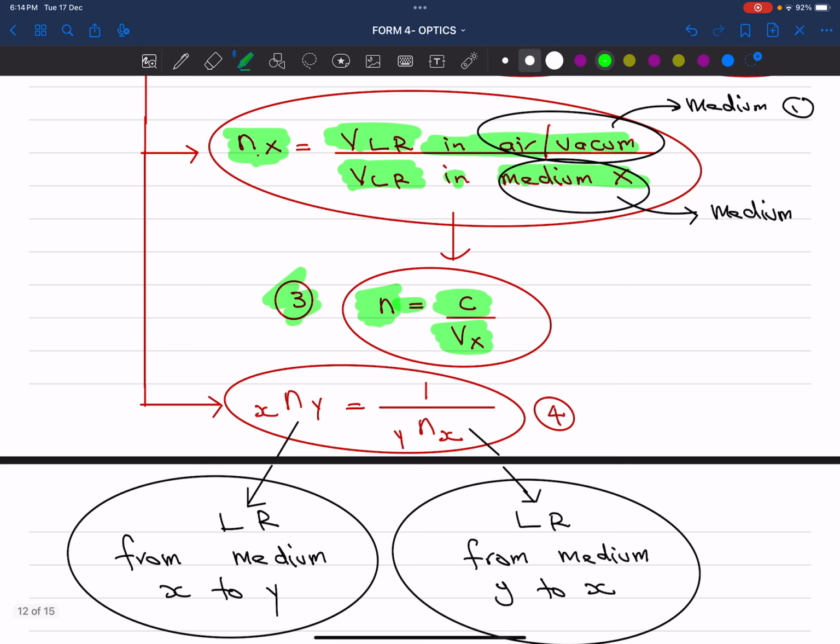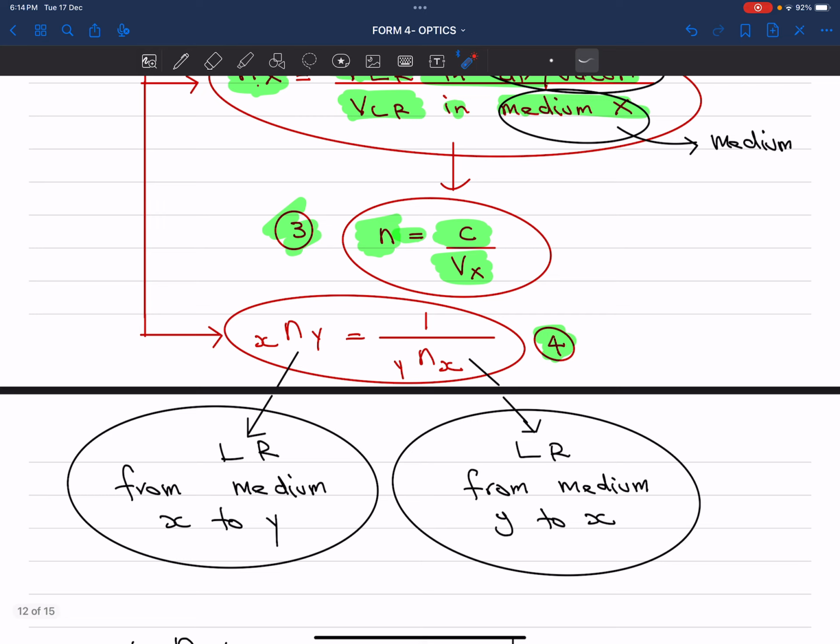And then we have another formula. This is refractive index of medium Y relative to X. When I say nxy, it means it is the refractive index of medium Y relative to medium X, which means light ray is traveling from medium X to Y. And this nxy is equal to 1 over nyx.